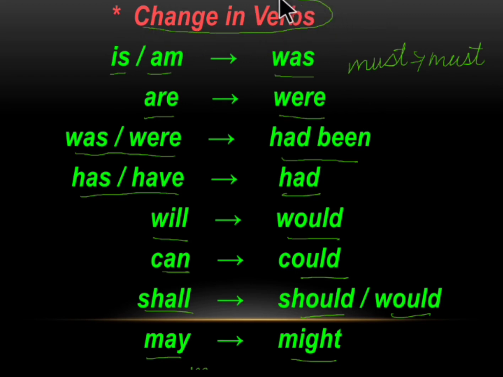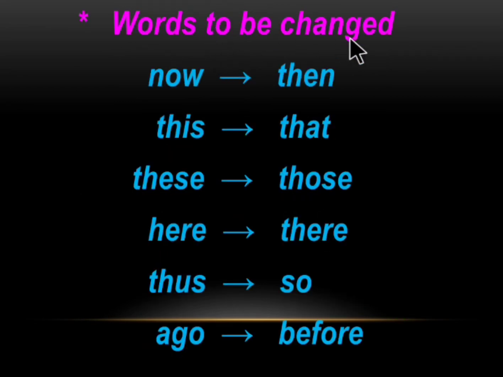So the first one is change in tenses. The next one is change in verbs. The next change is words to be changed.